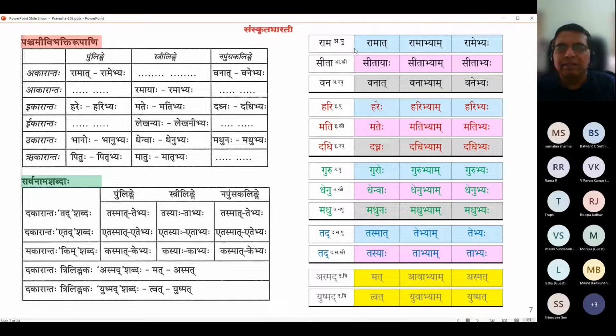Ramaha. Akaranta Pullinga Rama Shabda: Ramat Ramabhyam Ramebhyah. If you remember, Ramaha Ramau Ramaha, Ramam Ramau Raman, Ramena Ramabhyam Ramaihi, Ramaya Ramabhyam Ramebhyah, Ramat Ramabhyam Ramebhyah, Panchami. Then it goes on: Ramasya Ramayoho Ramanam, Rame Ramayoho Rameshu. In the central column in Dvivachana, this Ramabhyam comes in three places, from Tritiya to Chaturthi to Panchami. Similarly again, Shashti and Saptami have common forms.